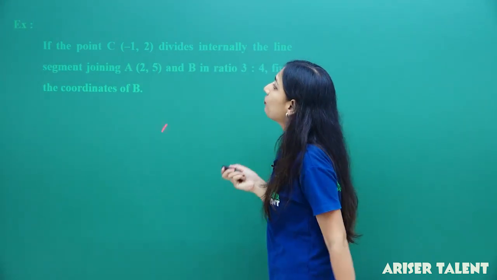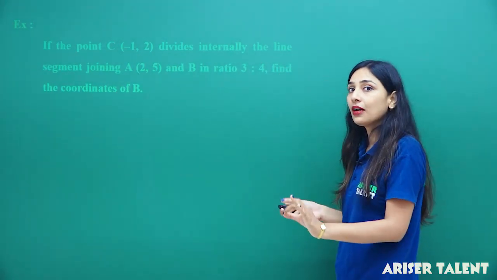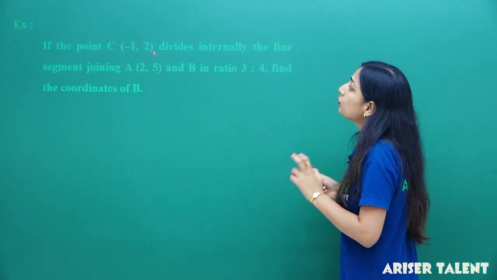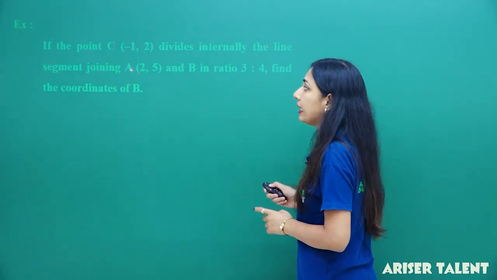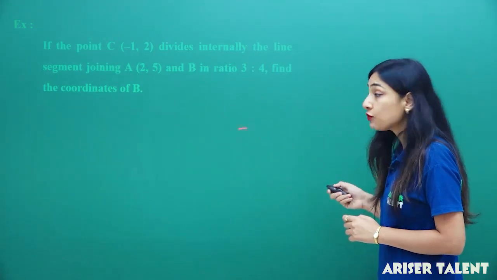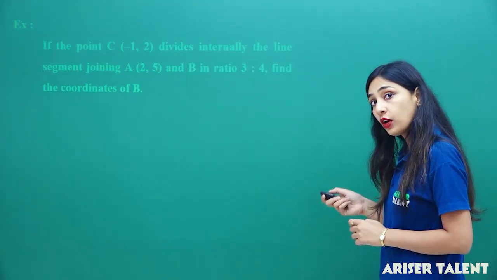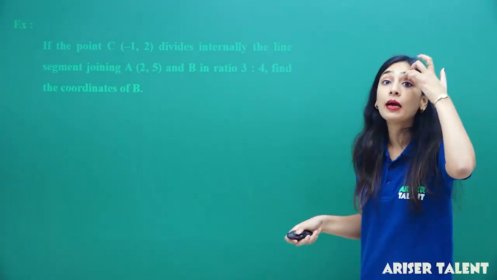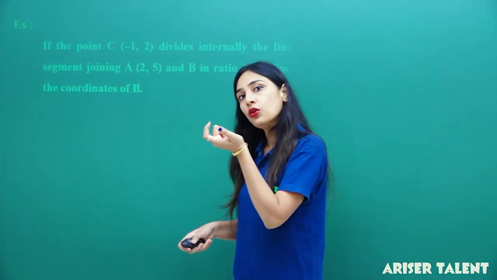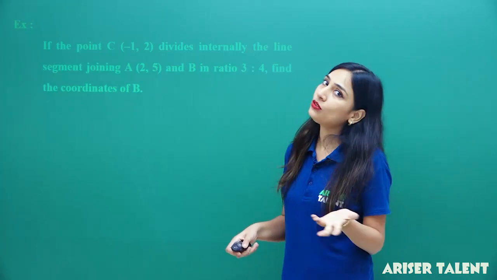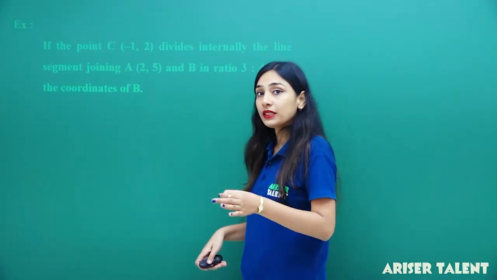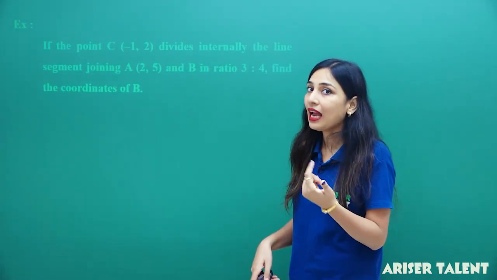The example is: if the point C, with abscissa -1 and ordinate 2, divides internally the line segment joining A (2, 5) and B in the ratio 3:4. That is the m by n ratio, which is lambda. So lambda equals 3/4, or you can say the value of m is 3 and the value of n is 4. Find the coordinates of B, that means the abscissa and the ordinate.